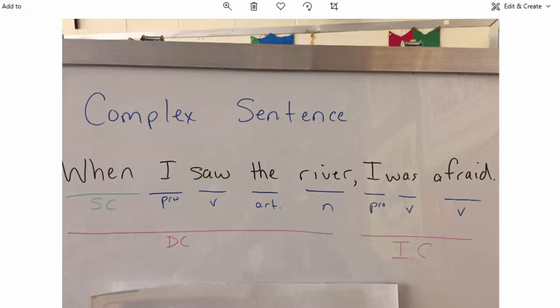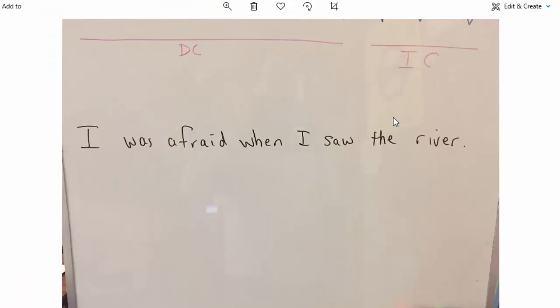So a complex sentence incorporates this subordinating conjunction. And in this sentence, it's in the front, and at the end of the clause is a comma. That is one way to write it. Another way to write it looks like this. I was afraid when I saw the river. So this is exactly the same sentence, except I've moved parts around. So now, instead of the subordinating conjunction being in front, it's now in the middle. It's in between both clauses.